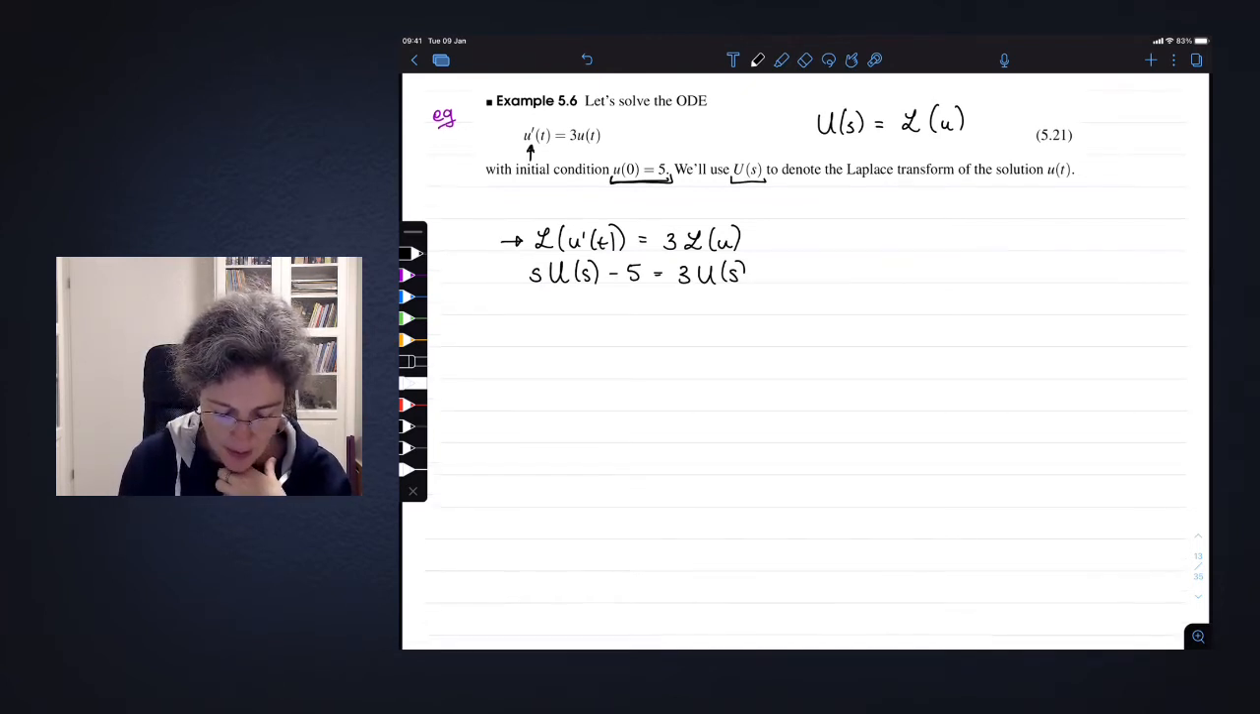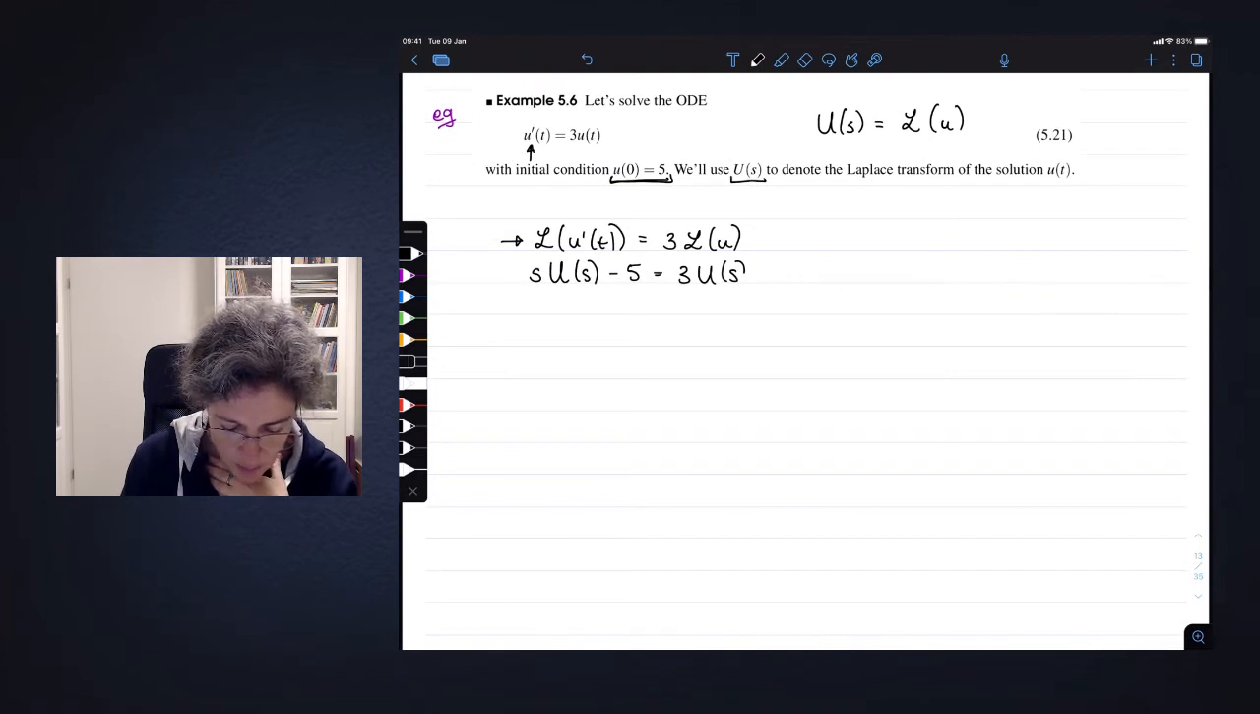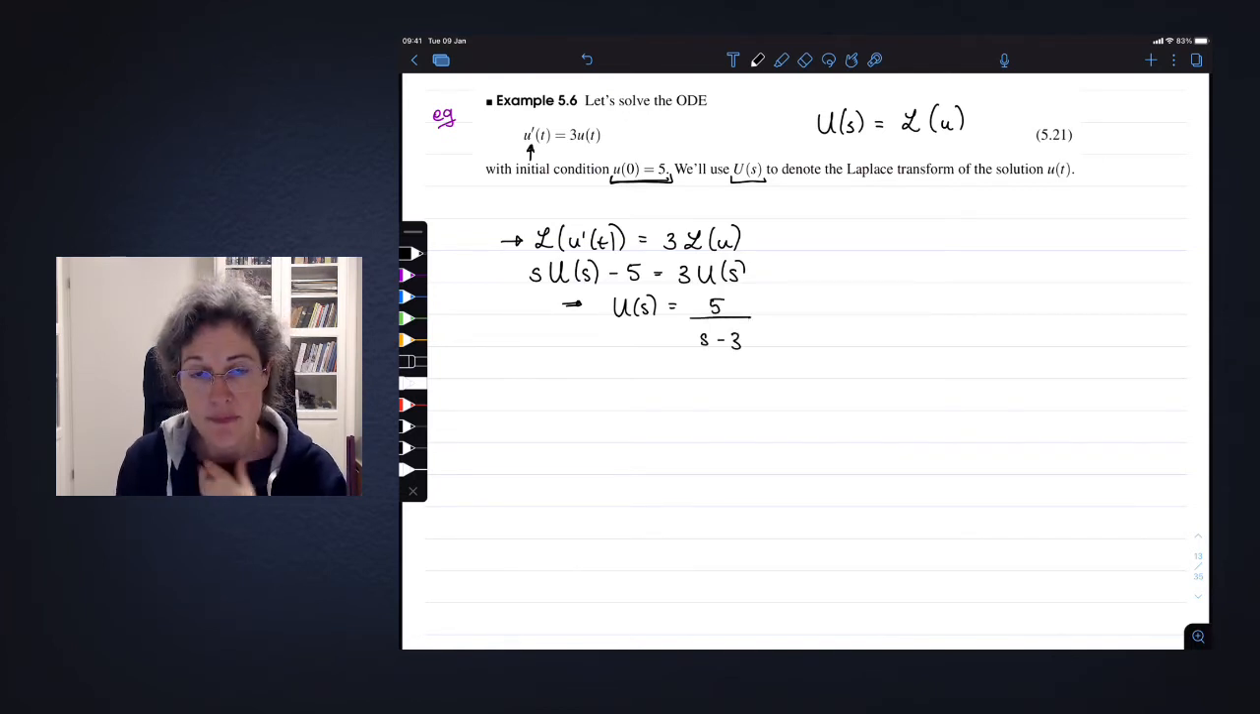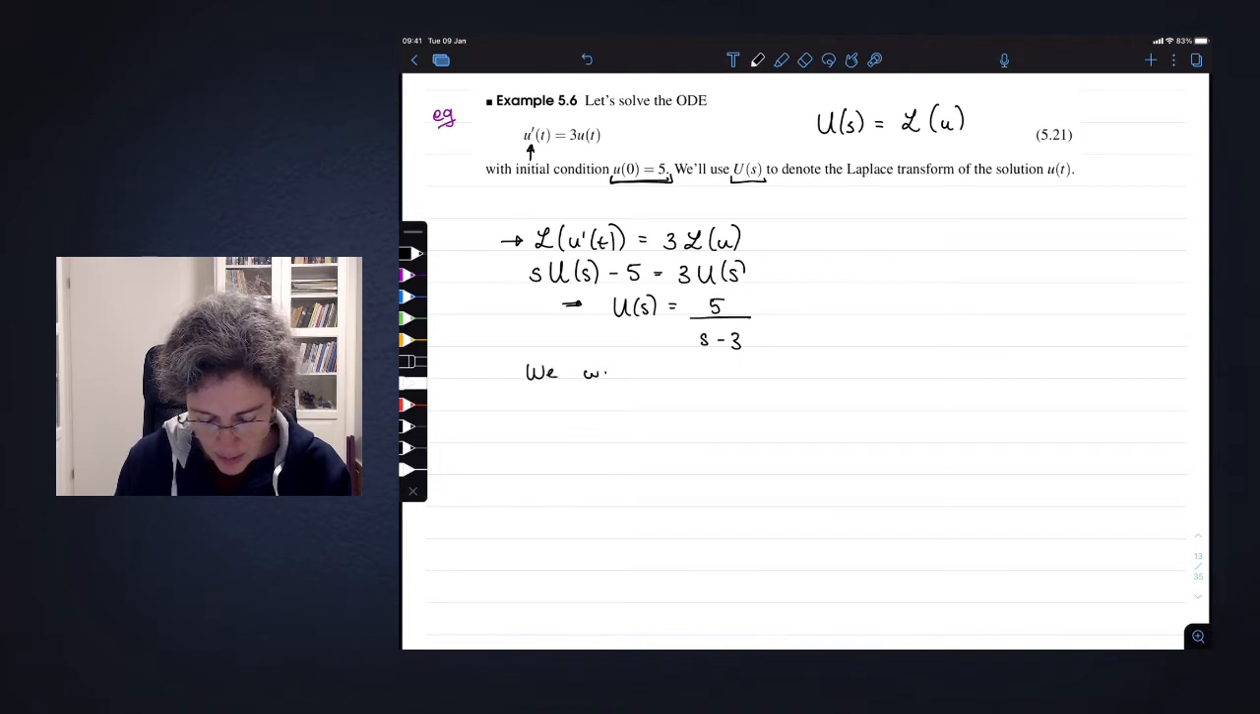Okay, so let's solve this for U(s). This gives us that U(s) is equal to 5 over s minus 3. And at this point, you should be saying, well, this is not great, because we don't want U(s). We want little u(t), and we've ended up with big U(s).